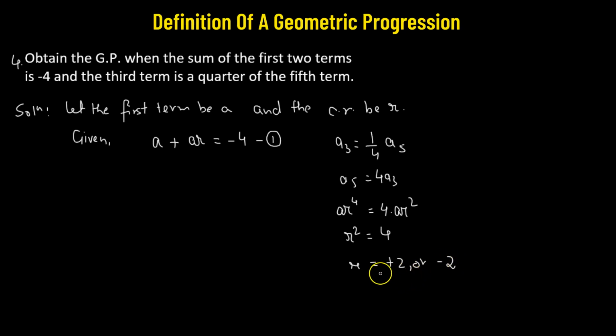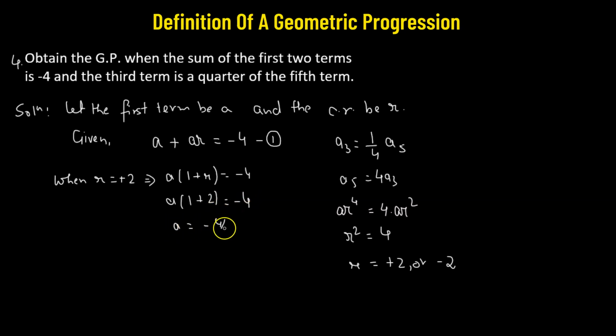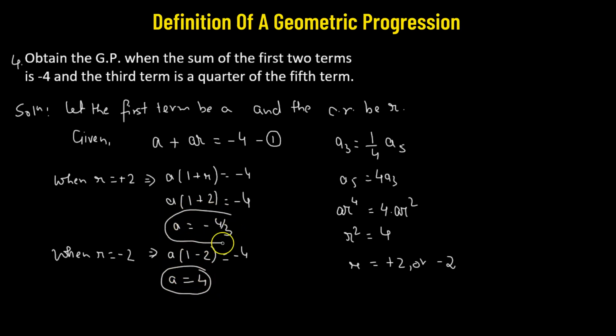Now that we have the r value, we can use this and substitute into equation number 1 to obtain the first term. So let's say when our r value is +2, this implies a times 1 plus r is -4. So a multiplied by 1 plus 2 equals -4. So our first term is going to be -4/3. And when r value is -2, that implies a times 1 minus 2 equals -4. So our a value is going to be +4. So these are the first terms.